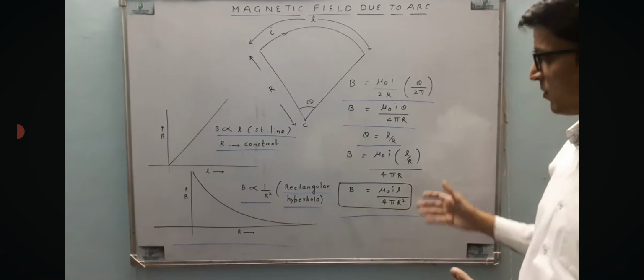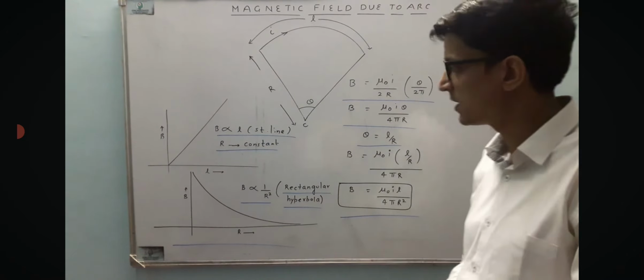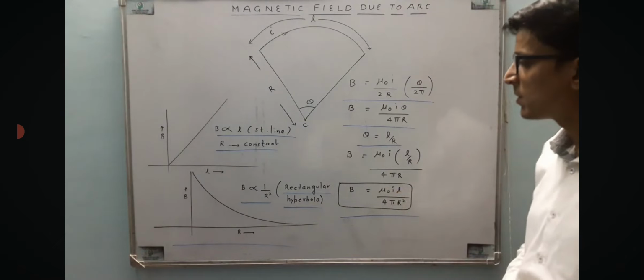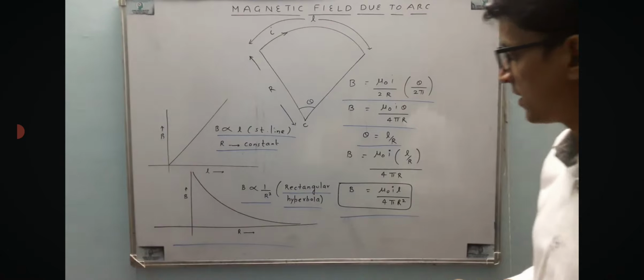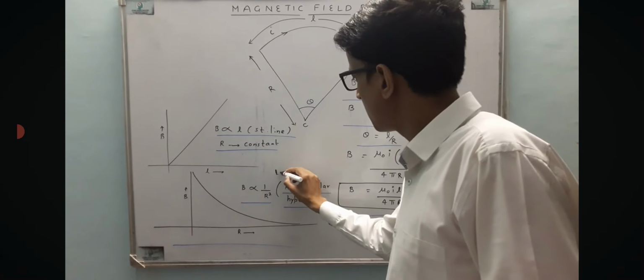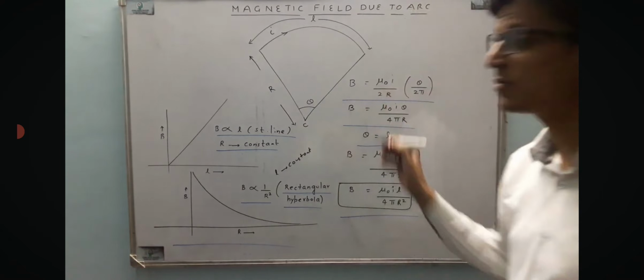If we draw the graph, then for constant r, B is proportional to L, so the graph will be a straight line, and B is proportional to 1 by r squared, so the graph will be a rectangular hyperbola for B and R. Here we assume that L is constant. So in this way, using this trick, you can solve your questions easily.